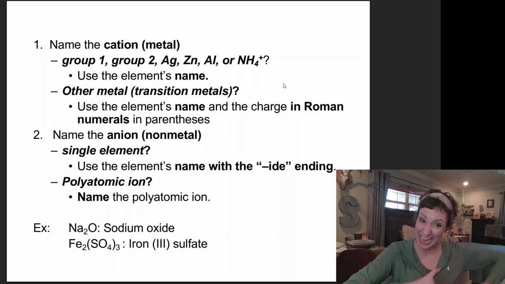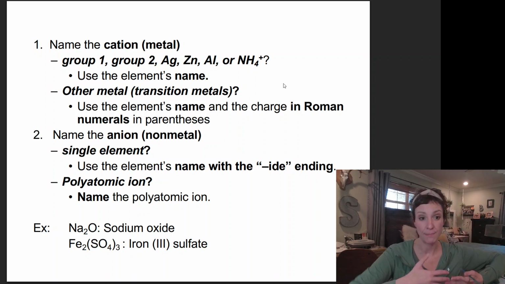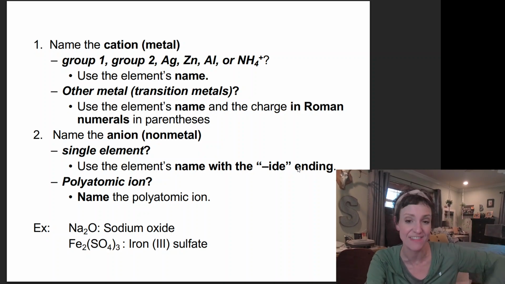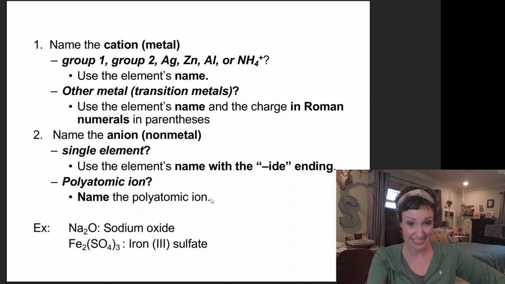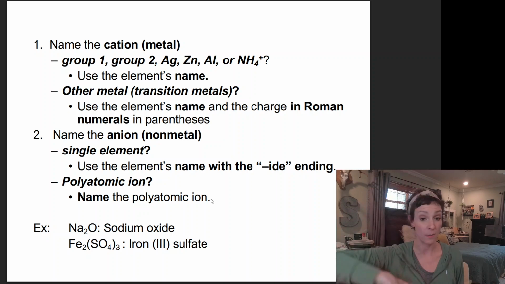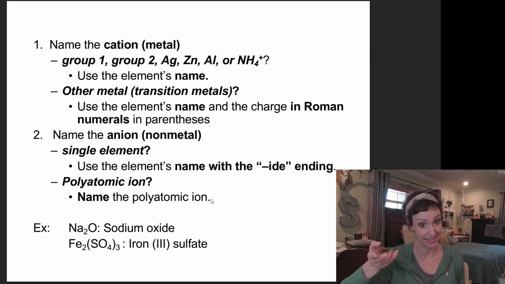Now that I'm naming the anion, the second element, the nonmetal, if it is a single nonmetal element from the periodic table, just name it. But we're going to change the ending of that nonmetal to "ide." If your second anion is a polyatomic ion, we said on our list of polyatomic ions, there are a bunch of them with negative charges that are acting like nonmetals.